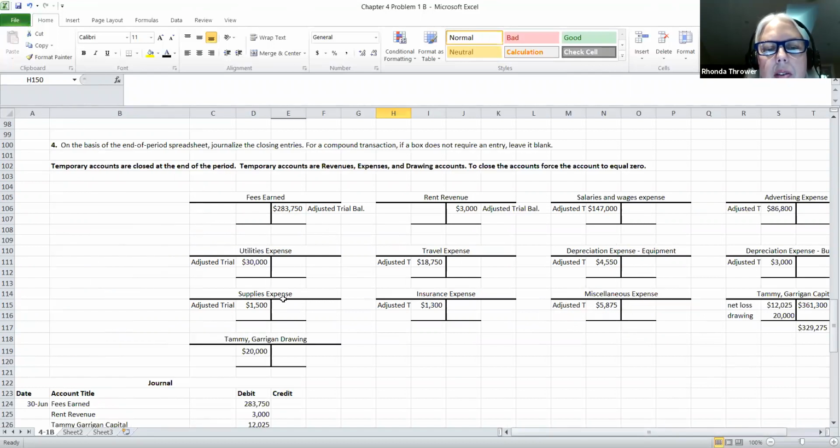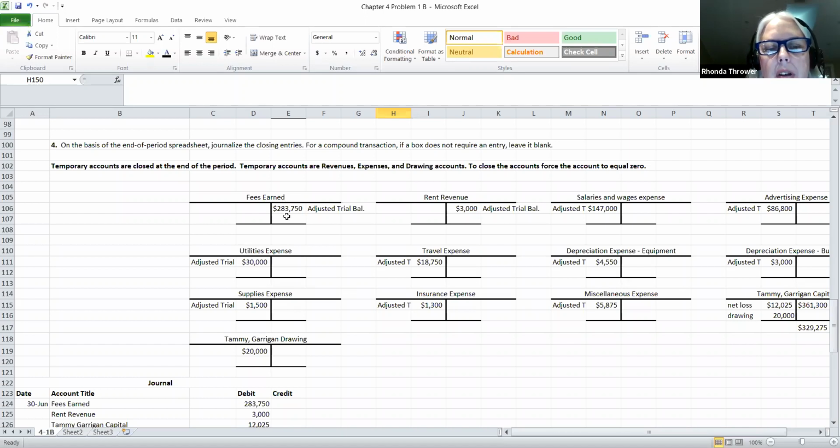So the rest of these T accounts that I've got written down here are temporary accounts. They're your revenue accounts, your expense accounts, and your drawing account. All temporary accounts are going to be forced to equal zero. I would start with my revenue accounts, or my income statement accounts, first.